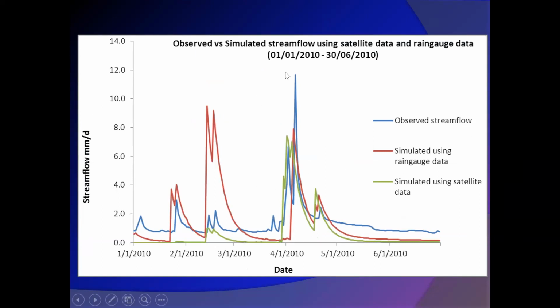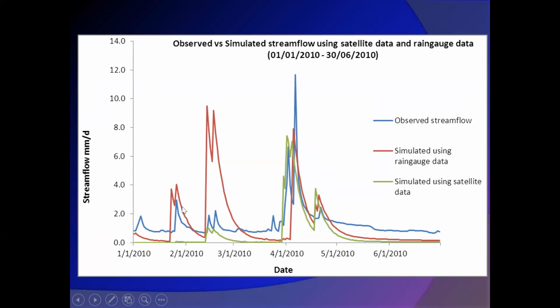This is a nice one. This is where we compared the observed stream flow with the simulated or modeled information, and then the simulated using the satellite. And you'll see that for the simulated using the rain gauge, we had huge discrepancies here. And if we compared the satellite and the model, we had a better fit in many of these instances.